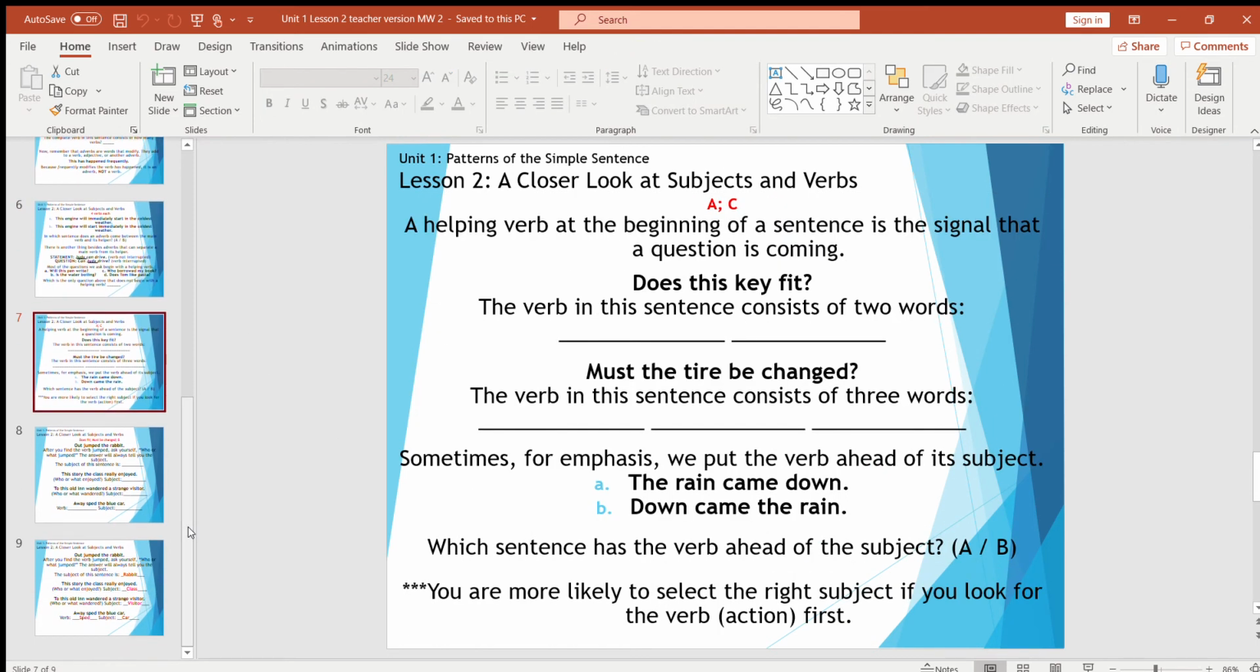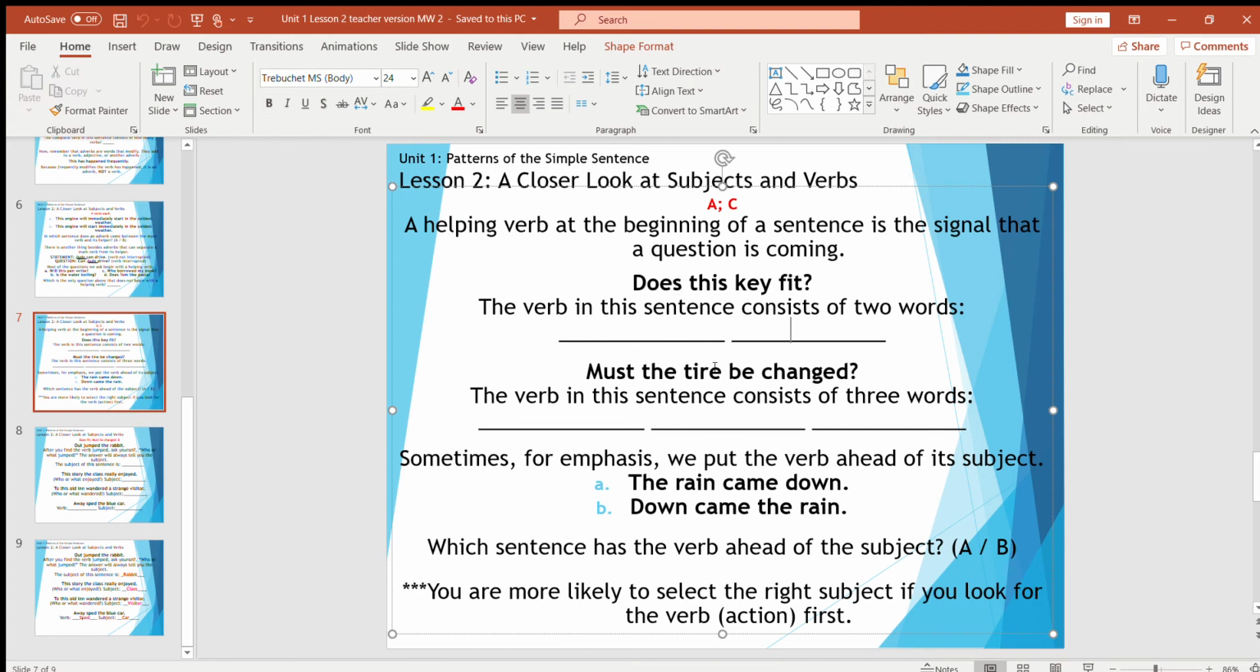So, a helping verb at the beginning of the sentence, generally speaking, is going to be a signal that you have a question coming. So if we have the question, does this key fit? Okay. If we want to squish the helping verb and the action verb back together again, we would need to rephrase this as a statement. So what would that be? This key does fit. That would make sense. Now the verb, though, in the sentence consists of what two words then? You've got fit as being your action and does being your helping. So you've got does fit.